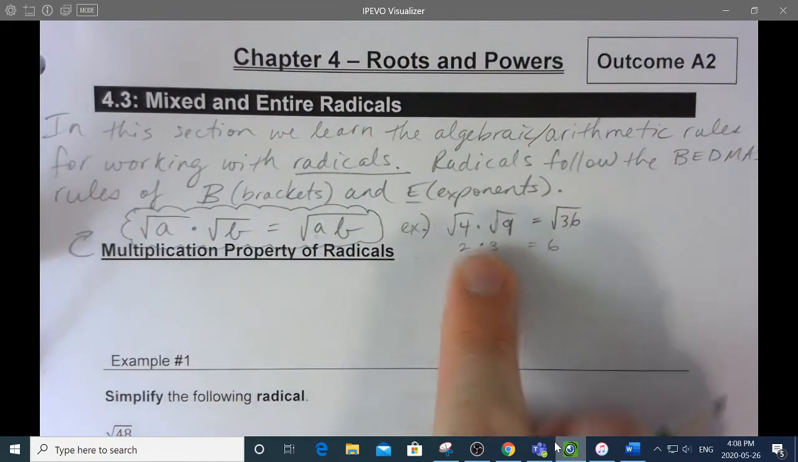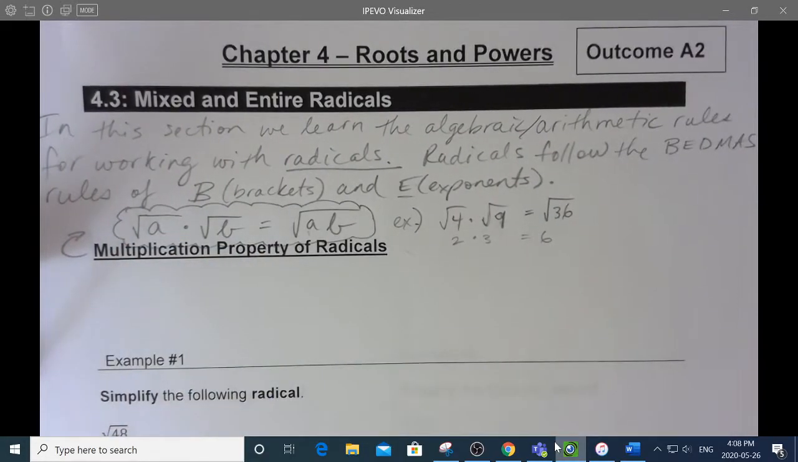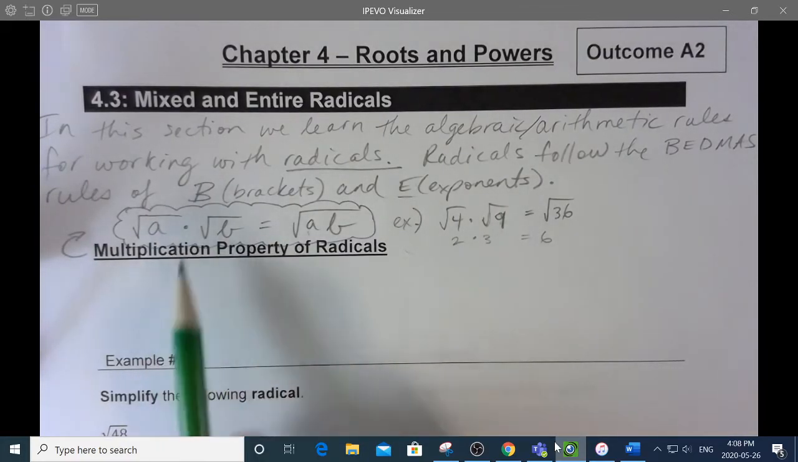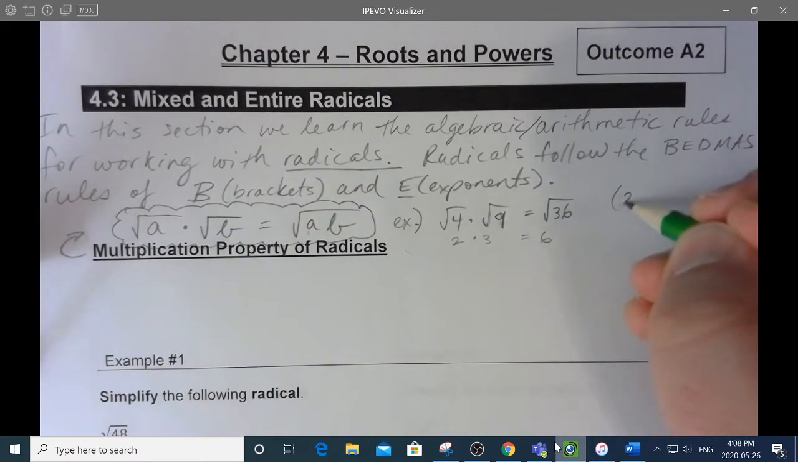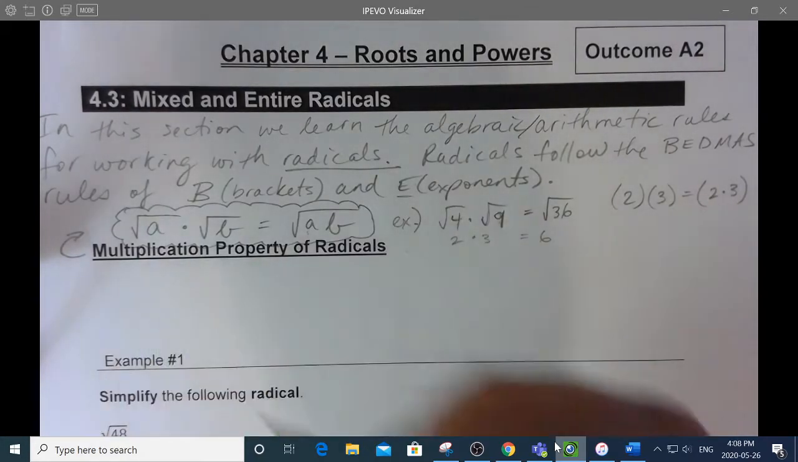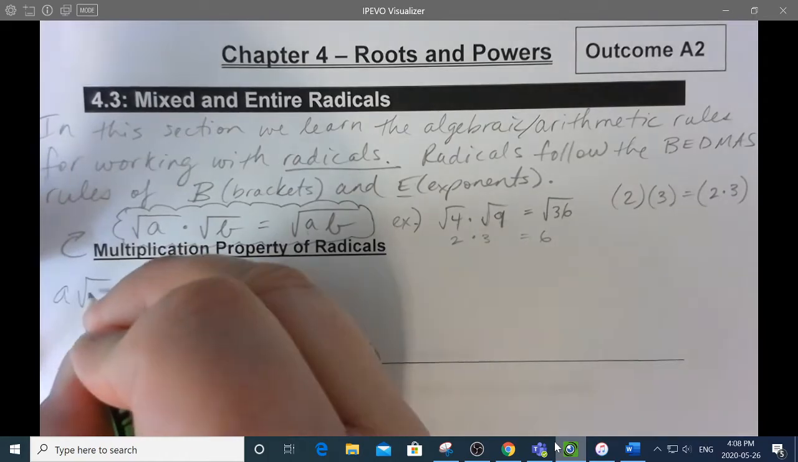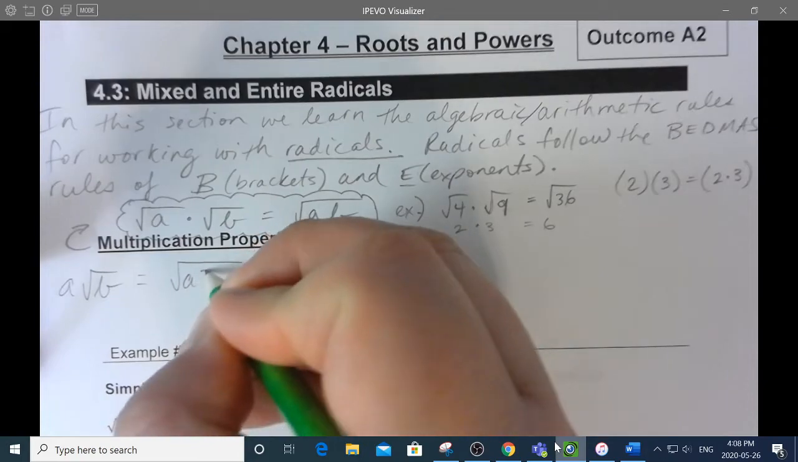So it's true for perfect squares, and it would be true for any two things that are under a radical sign. In this case, you could say that the two radicals here are behaving very much like brackets, like saying 2 times 3 is the same as saying 2 times 3 in one bracket. And along the same lines is this rule here: A root B is the same as the square root of A squared B.